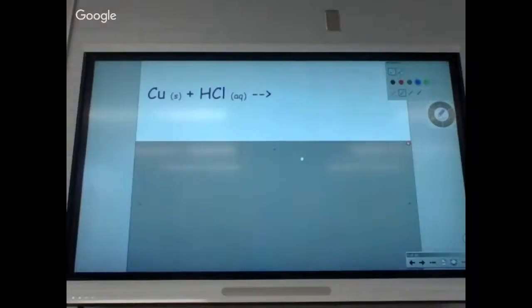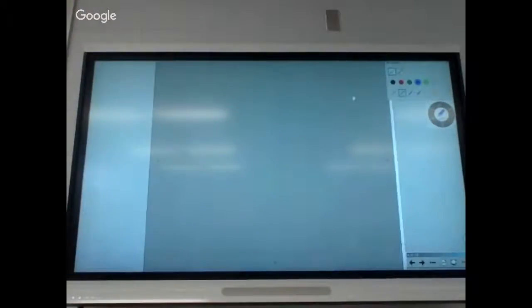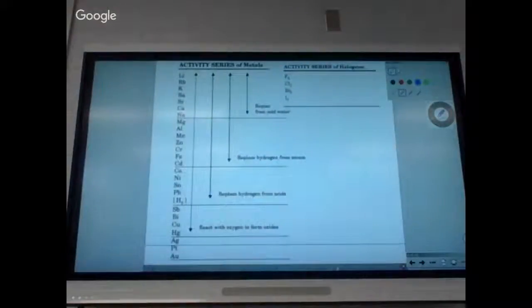All right, what about Cu plus HCl? This is an acid, right? All right, what is HCl? It's an acid. It's one of the things you're supposed to know. What kind of acid? Aqueous. I didn't say that. I said aqueous.